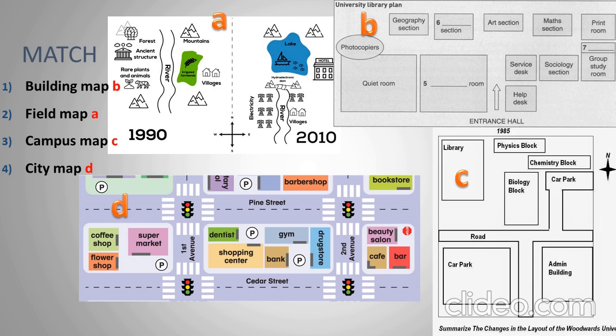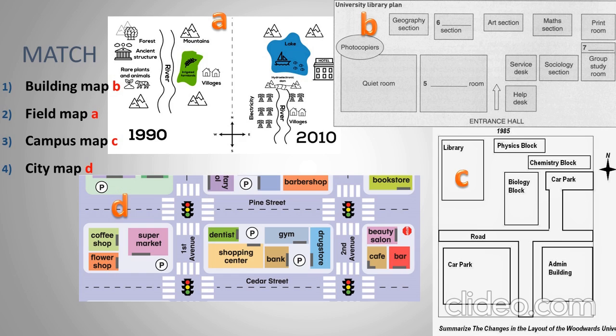Picture A is field map, which means you may have a map of a park, a map of a place with some natural places like river, lake, mountains. And the other one, B, is building map. So in the building maps, usually you have rooms, the location of rooms. For example, it can be a library plan, it can be the building of some offices, and so on.